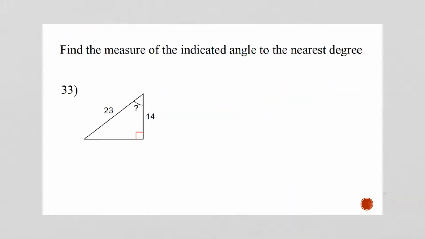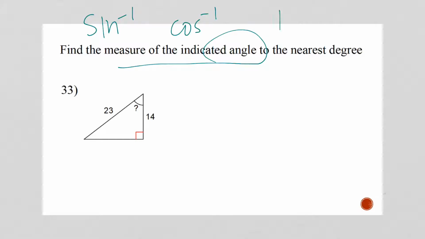Question 33, you need a calculator. This one's asking you to find the measure of the indicated angle, which means you're going to have to use one of the inverse functions. Whenever you're asked to find the measurement of an angle, you have to use the inverse functions for trig.